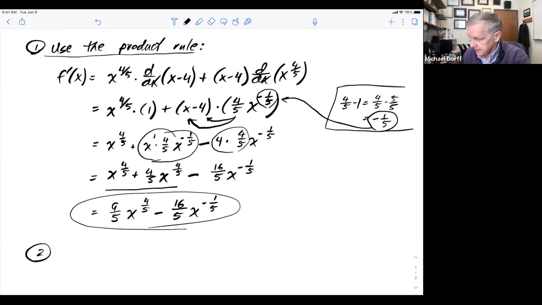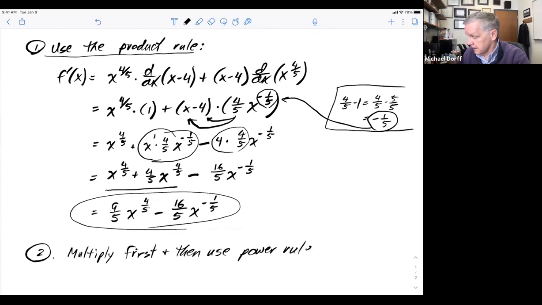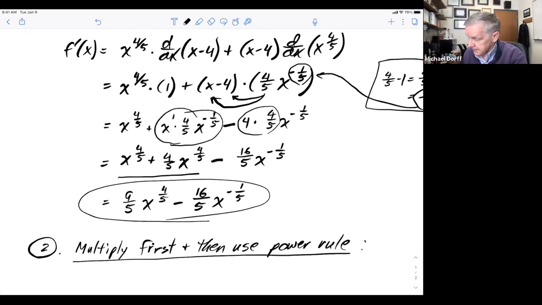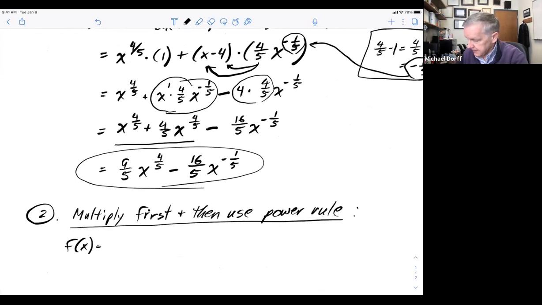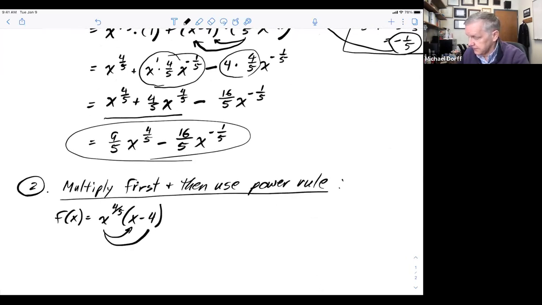Another way we could do this is to multiply first and then use power rule. All right, so again, our original function was f of x equals x to the 4/5 times x minus 4. So we're going to multiply through by this x to the 4/5 into both terms here. So I'm going to get x to the 4/5 times x minus 4 x to the 4/5.